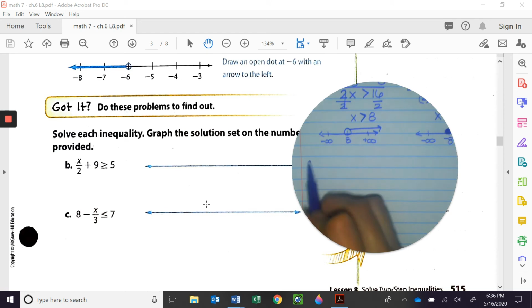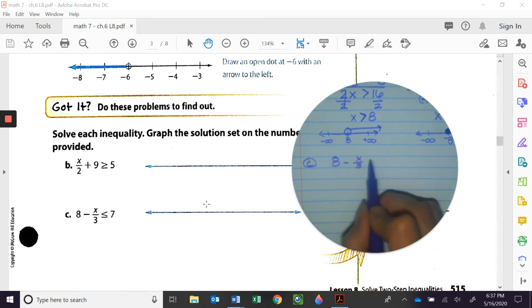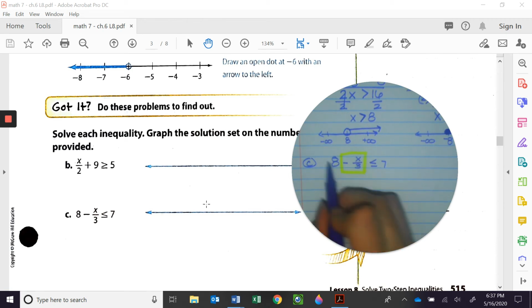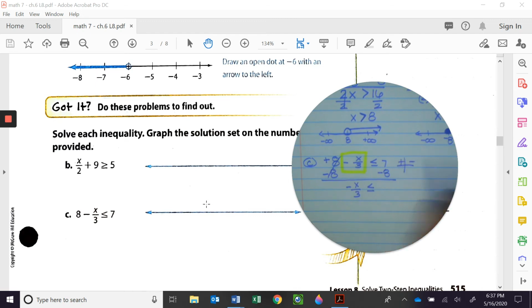Okay, let's look at letter C. 8 take away x over 3, less than or equal to 7. All right, so we're not going to touch that variable till we get rid of this +8. So we're going to subtract 8 from both sides. Use your T-chart or your calculator. So we get that we have -1. Oh, that's very hard to see. -1. Okay, sorry about that.